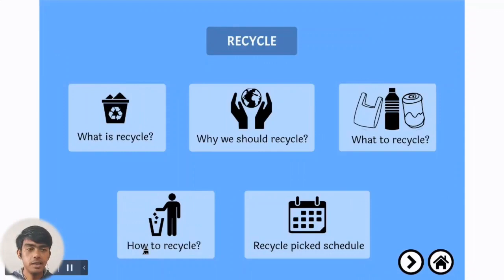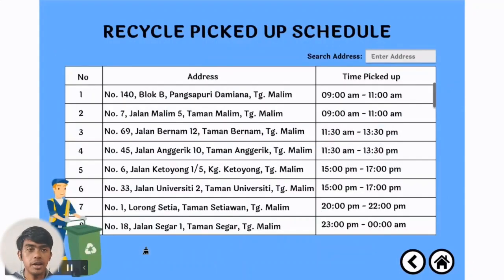Last but not least, if the user clicks on the recycle pickup schedule, the screen will display the recycle pickup schedule, where the user can search the address and view the pickup time. The persona that we use on the screen is a character that describes a man who is doing a pickup of the recycling bin.